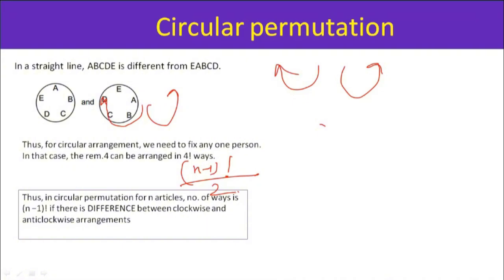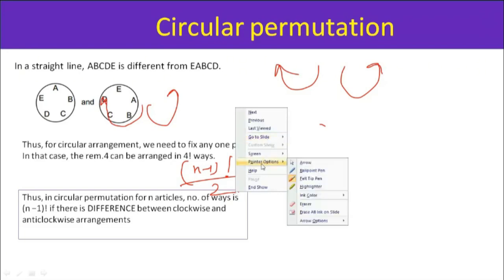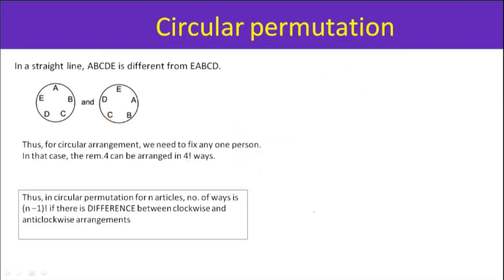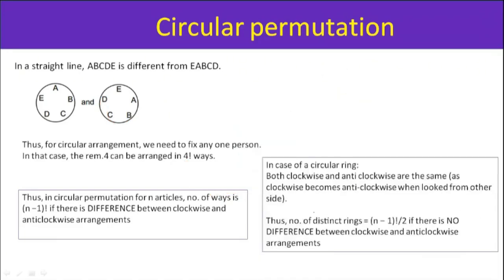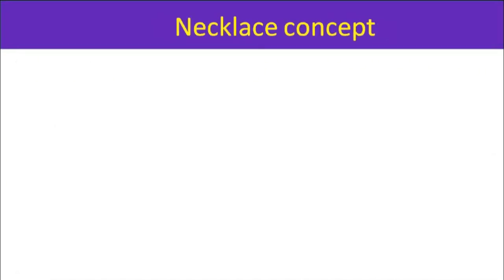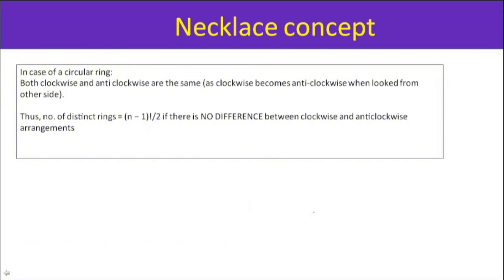So yes, if it is a 3D object which is circular, the answer becomes (n minus 1) factorial by 2. Now, it could be a circular ring or it could be a garland. Clockwise and anti-clockwise doesn't matter, so you would always divide the answer by 2. Right? Same necklace concept. It is called the necklace concept.